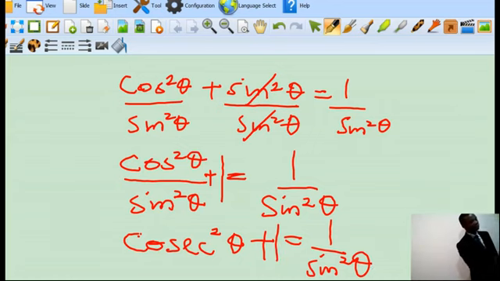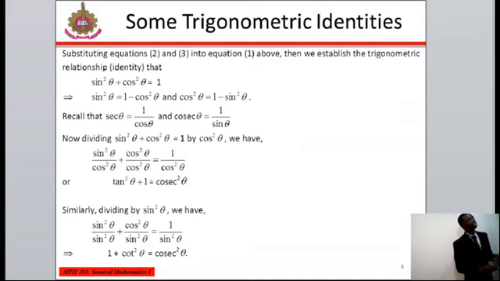Making cosec square theta the subject of the formula, you can derive an expression for cot square theta, which is 1 over sine square theta minus 1. So the expression is written here. As you can see, 1 over cosec square theta is what gives you your tan square theta. And you can derive other expressions for other trigonometric identities.